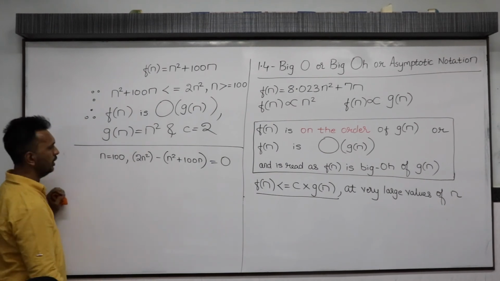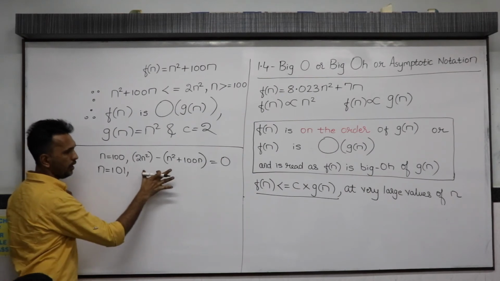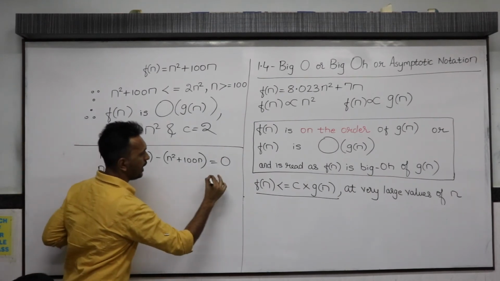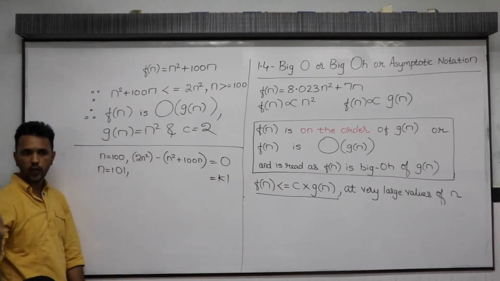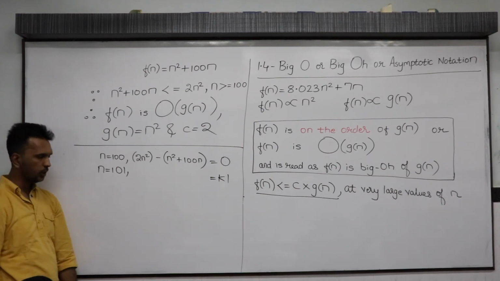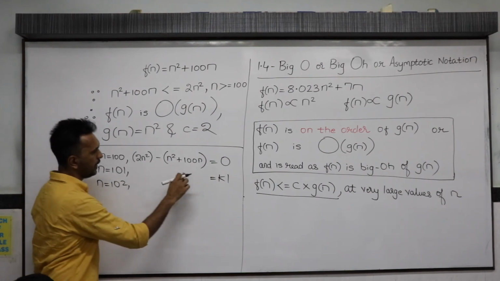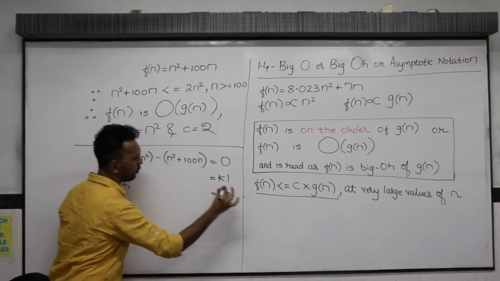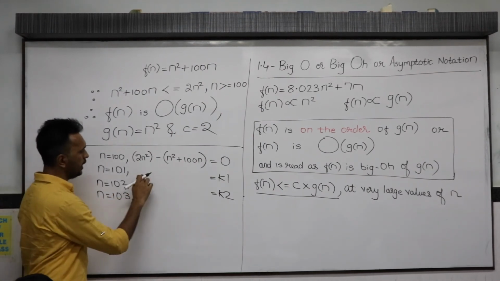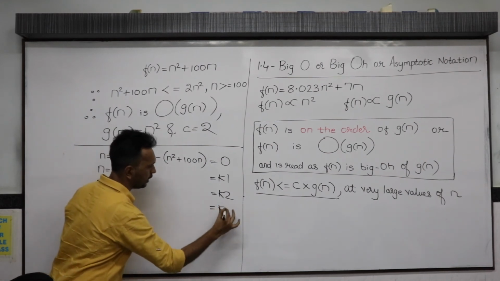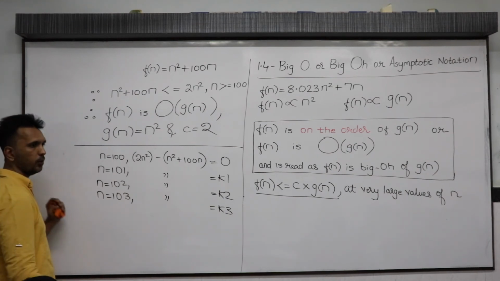Okay. Now let's say n is equal to 101. So now this minus this, let's say it is equal to K1. Tell me K1 is positive or negative? Positive. Okay. Let's say n is equal to 102. This minus this equal to K2. K2 is positive or negative? Positive. One more. n is equal to 103. This minus this is equal to K3. It is positive or negative? Positive.